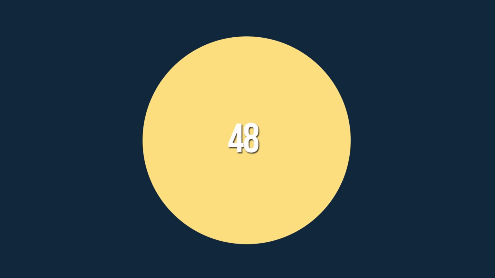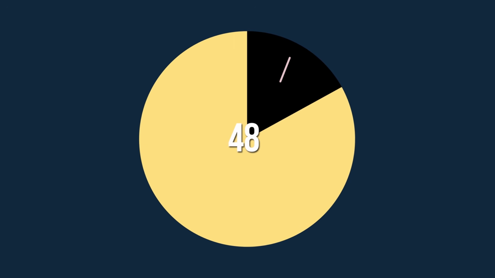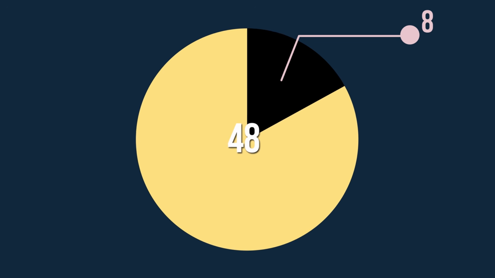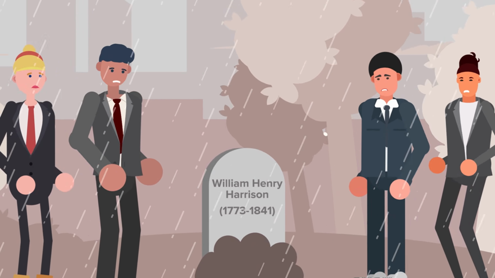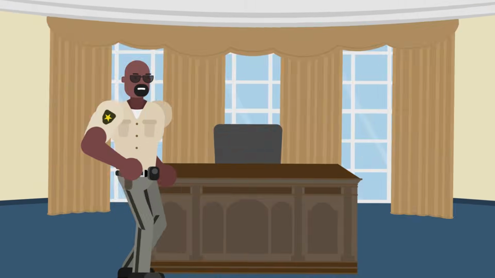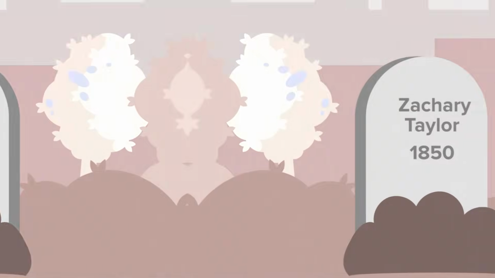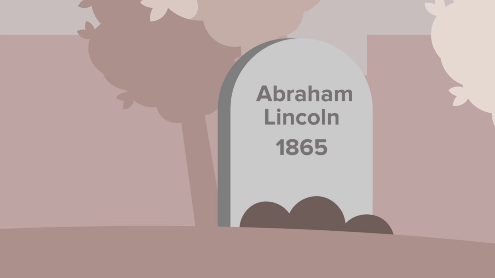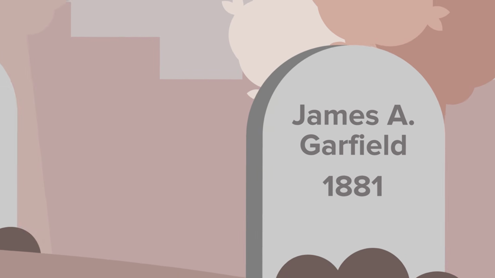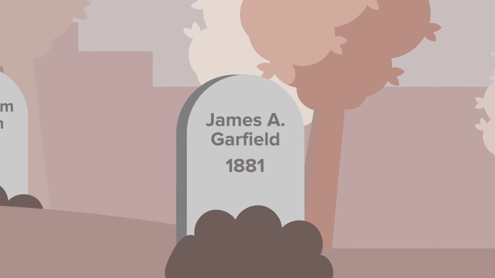Firstly, they can pass away. 8 presidents have died while in office. 4 of those deaths occurred via assassination. The first incumbent president to die was William Henry Harrison in 1841, who died after only a month in office. He was followed by Zachary Taylor in 1850. Abraham Lincoln was assassinated in 1865, followed by James A. Garfield, who was assassinated in 1881.